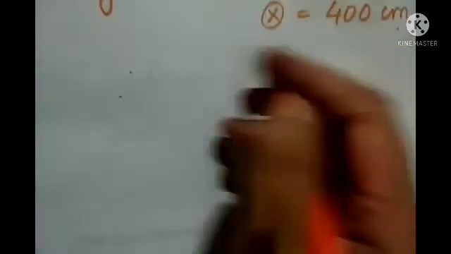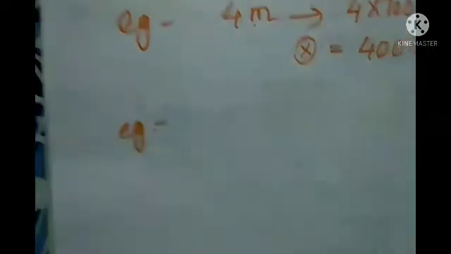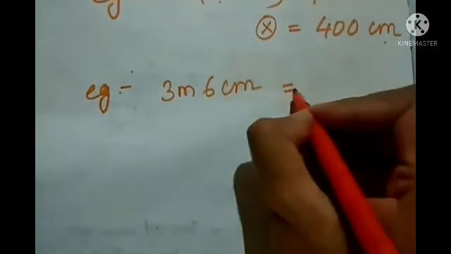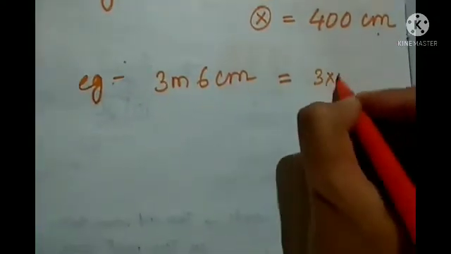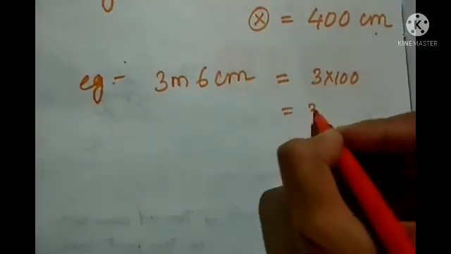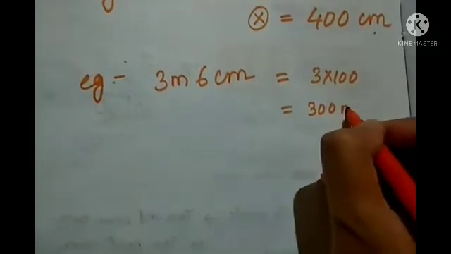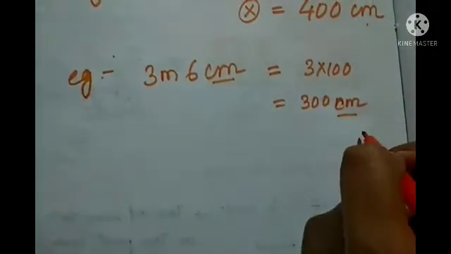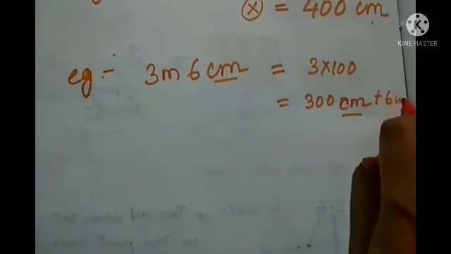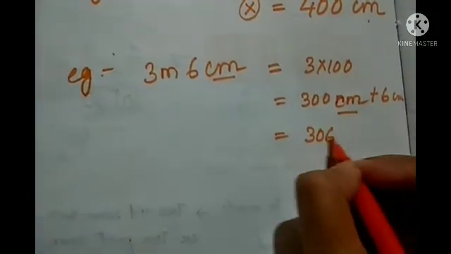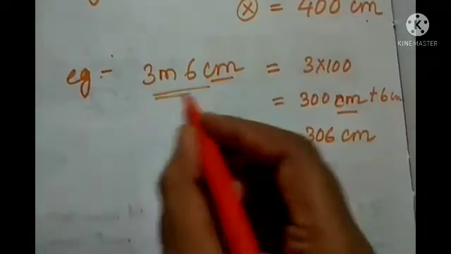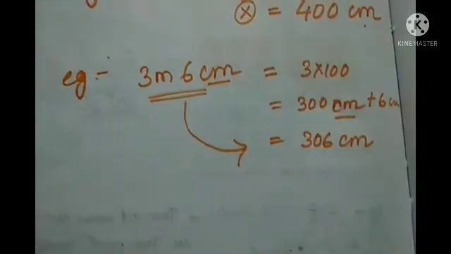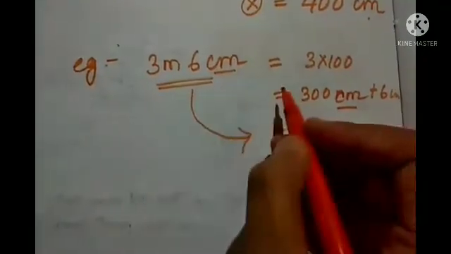Now again let's take another example. Suppose it's given 3 meter 6 centimeter. As you know, 3 meter means 3 into 100, so you will get 300 centimeter. Now again 6 centimeter is there. Centimeter, centimeter, same unit, so definitely you can add it. So the answer will be 306 centimeter. So it was in meter, now it is converted into centimeter, and we are doing it by multiplication.